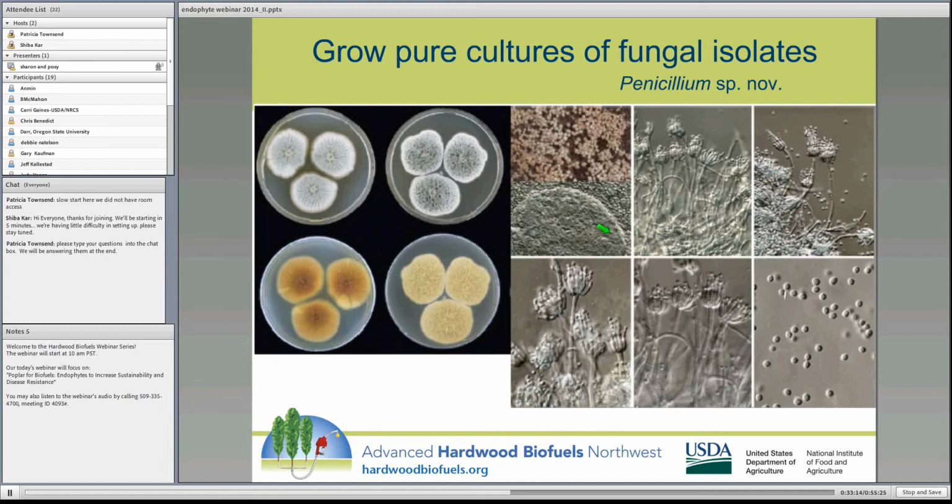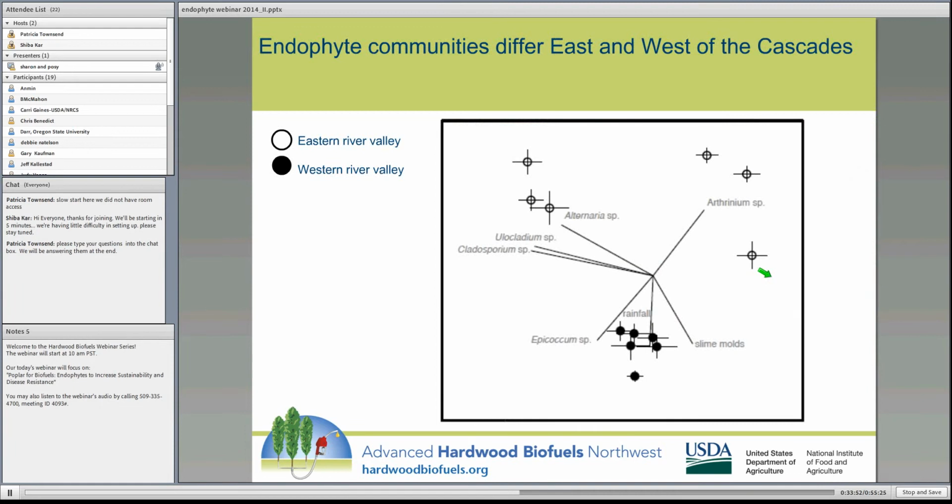These pictures here show a new species of Penicillium that we isolated from poplar leaves. And you can see here, these are the spore-producing structures, the conidiophores of the Penicillium. Here's the conidiophore, and then here are the spores, the asexual spores of Penicillium. So by identifying species both microscopically and using DNA sequences, we can characterize these fungal leaf endophyte communities across the different study area. And we find that there are community differences east and west of the Cascades.